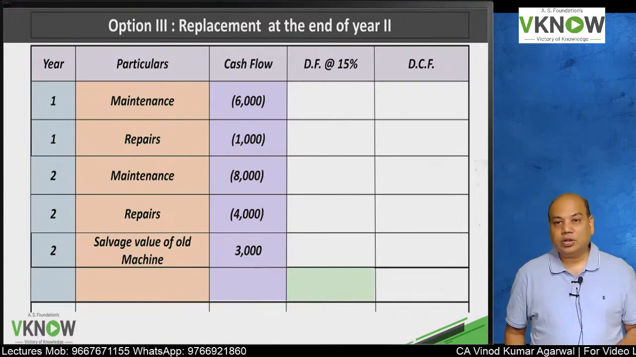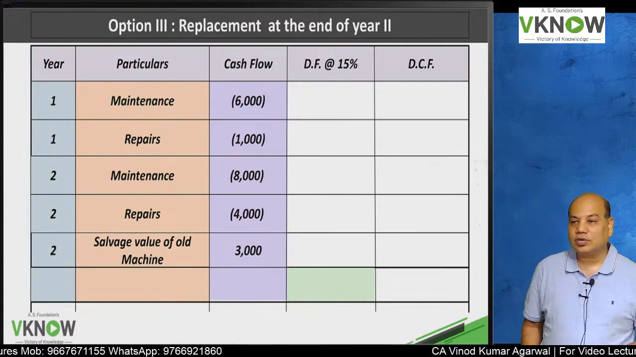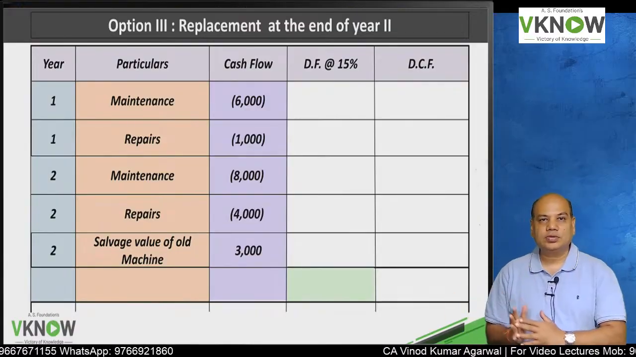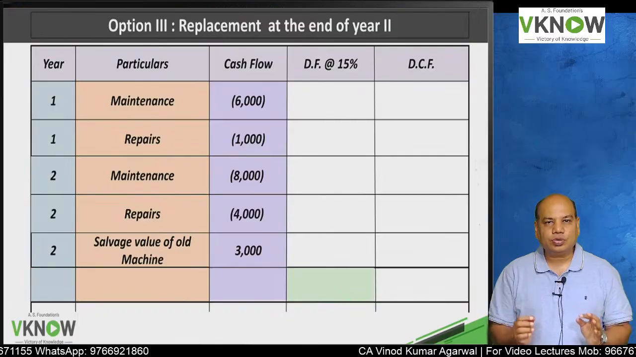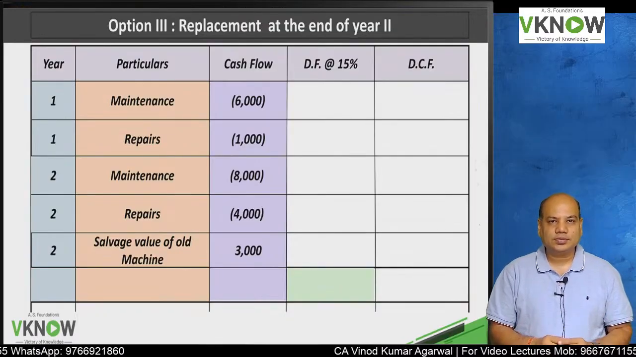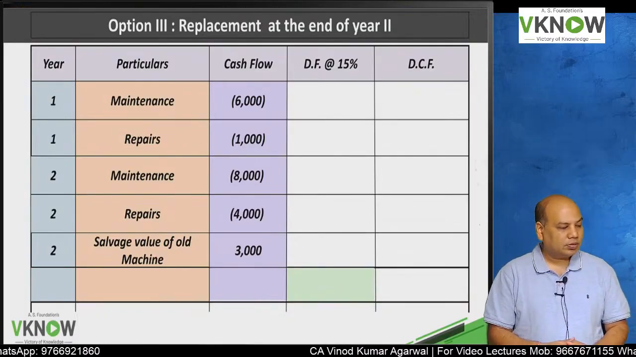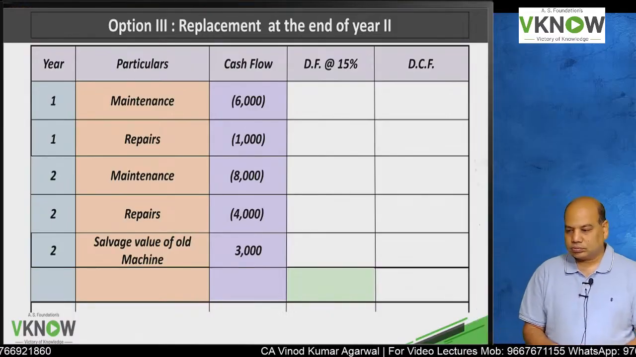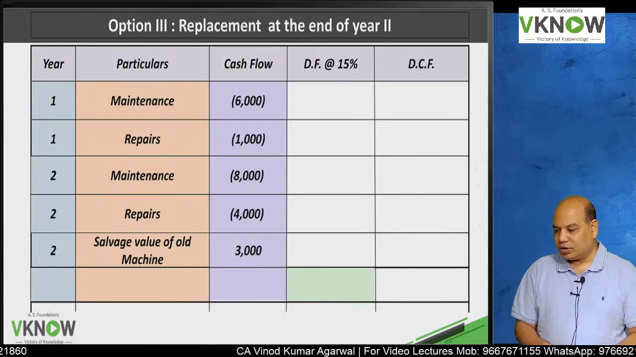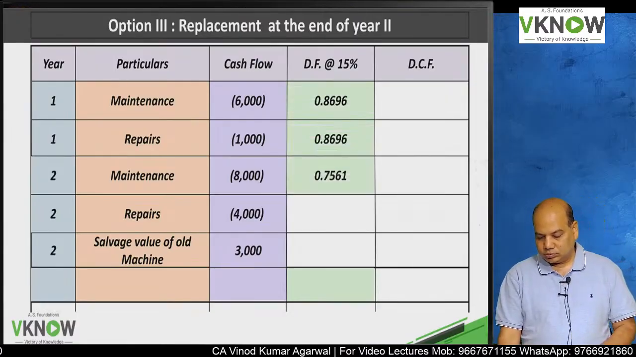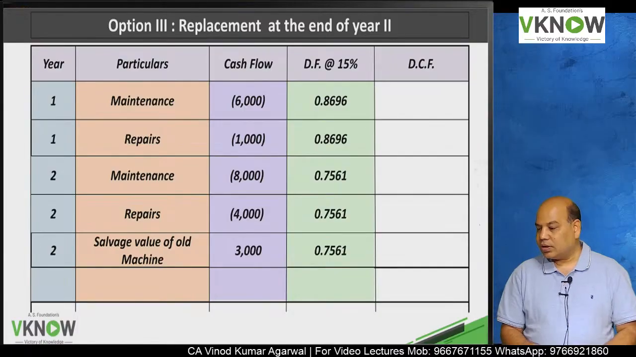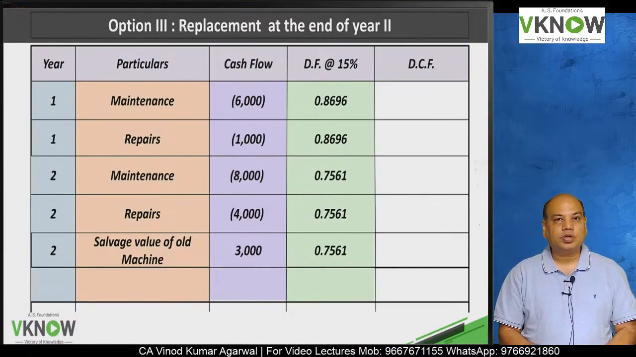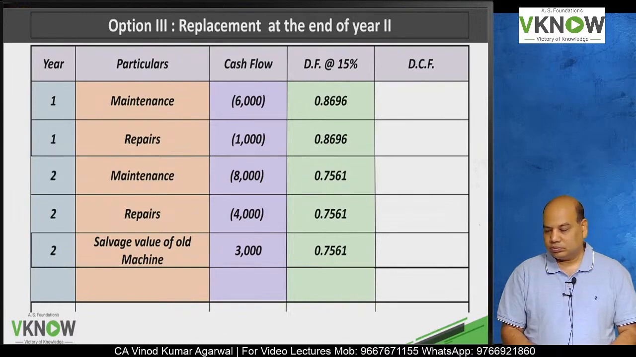Now your question would be, why we have not written 16,000? 16,000 will be incurred from third year onwards. First 2 year we are going to use the old asset. Okay. Now compute the present value. For year 1 factor is 0.8696. For year 2 the factor is 0.7561.